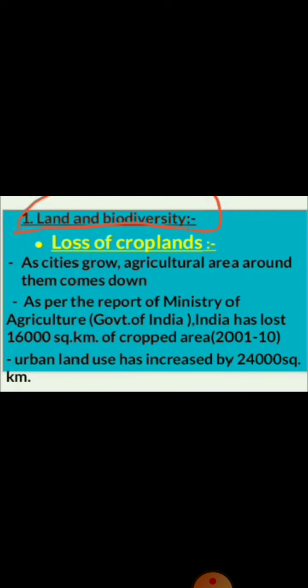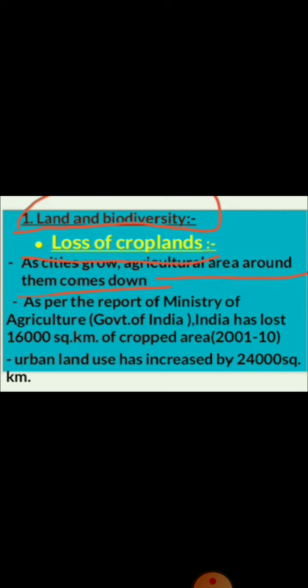And the first issue related to land and biodiversity is loss of croplands. Croplands means agricultural land. We all are familiar with the process of urbanization. As cities grow, agricultural areas around them come down. Urban areas are using these farmlands or croplands for human settlements and for industrial as well as infrastructural development. This is the permanent loss of the cropland, as we cannot bring this land under cultivation again.